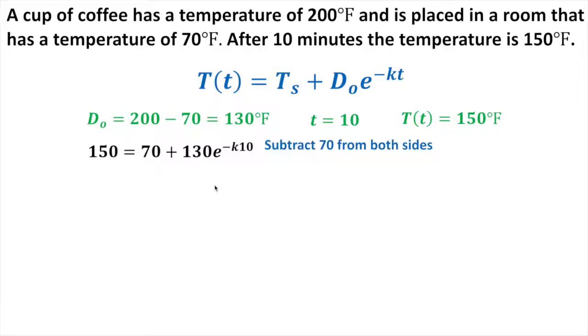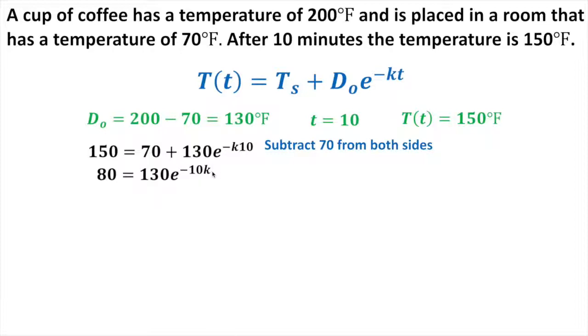Okay, so I'm going to subtract 70 from both sides. That gives me 80 over here. That wipes out my 70 here. Next, we're going to try to get this e raised to the negative 10k all by itself. Now, you notice that I switched the spot of the 10 and the k. Some students don't like that. If you want to, you can just keep it as negative k10. That's fine. Either way is okay with me.